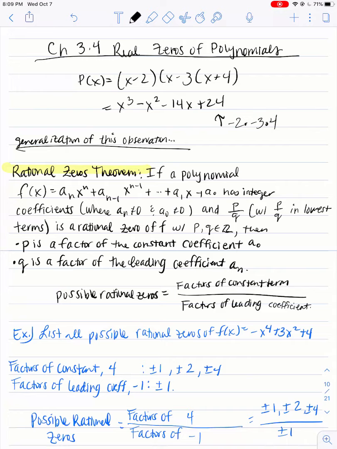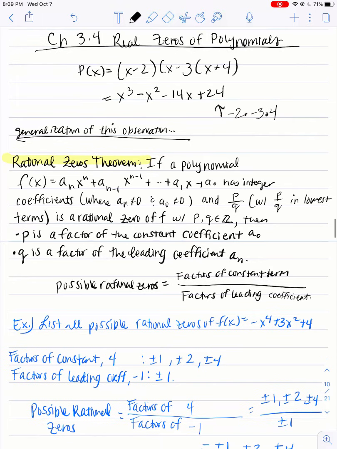This video is going to go over chapter 3.4, real zeros of polynomials. As we can see here in this first example, I have x minus 2, x minus 3, and x plus 4. Notice when you distribute everything, the constant that we get is 24, and 24 is actually these numbers multiplied together: negative 2 times negative 3 times 4. A generalization of this observation is our rational zeros theorem.